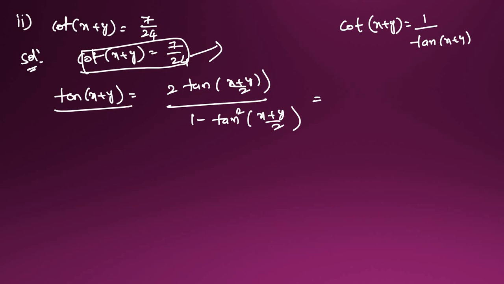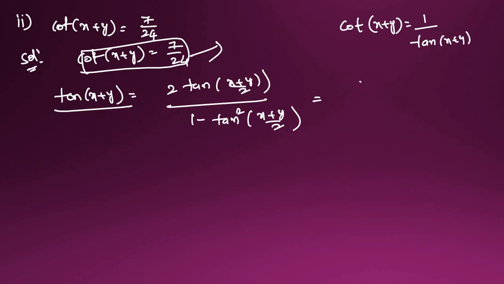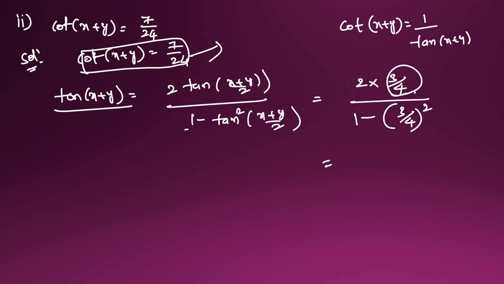So in this, what we have got before is that tan (x plus y)/2 is equal to 3 by 4 now. We will substitute in this one. So 2 into tan (x plus y)/2, how much did we get? 3 by 4 we got, and divided by 1 minus tan square (x plus y)/2. Actually tan (x plus y)/2 is 3 by 4, so 3 by 4 whole square will come here. The 2 and 2 will get cancelled here.